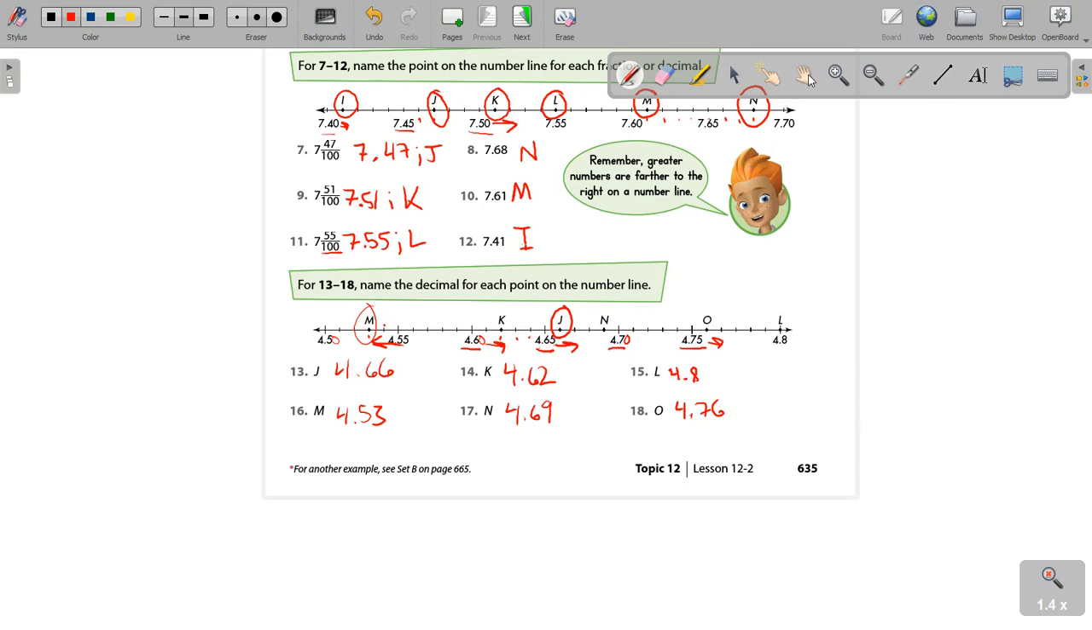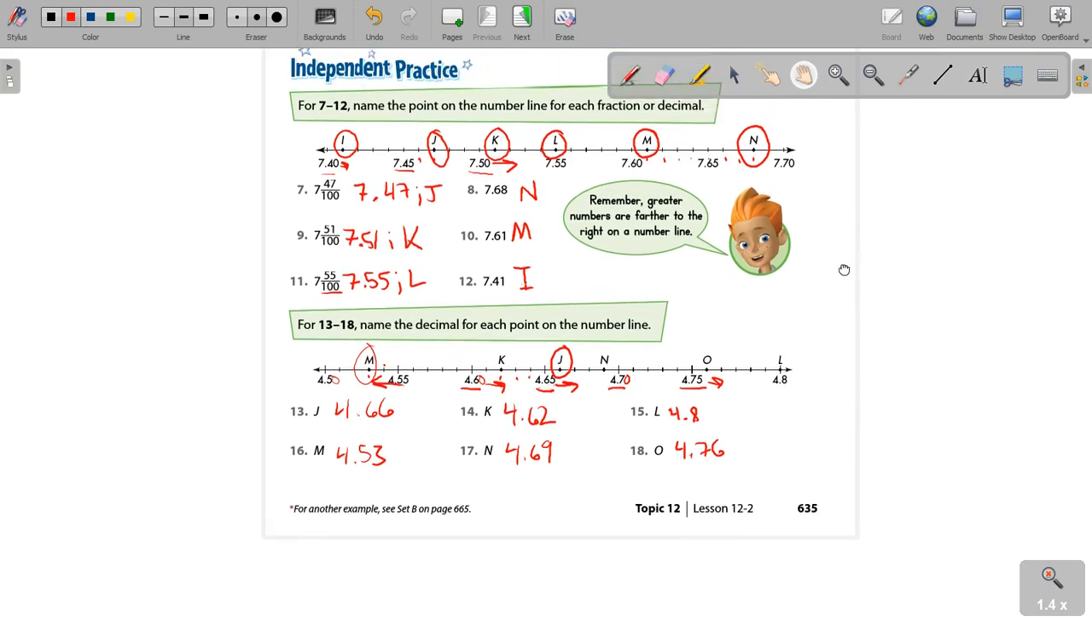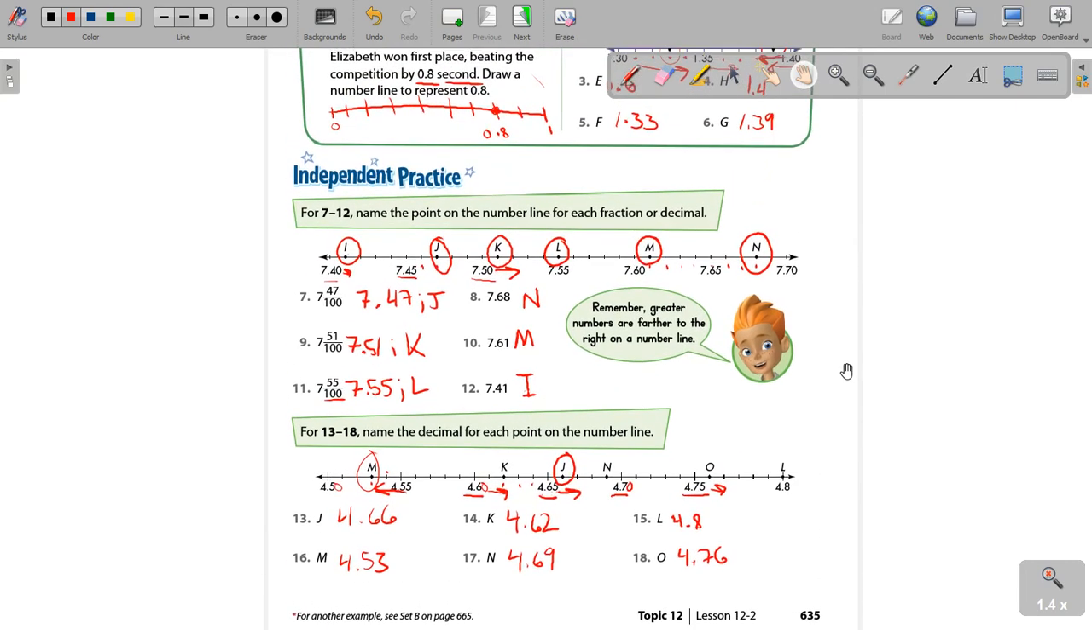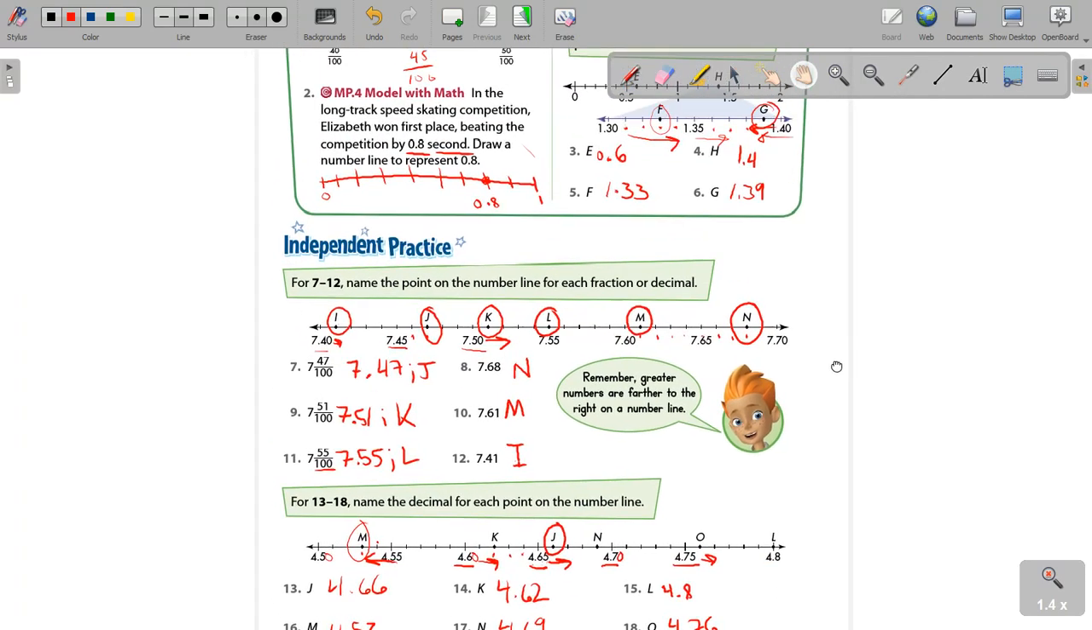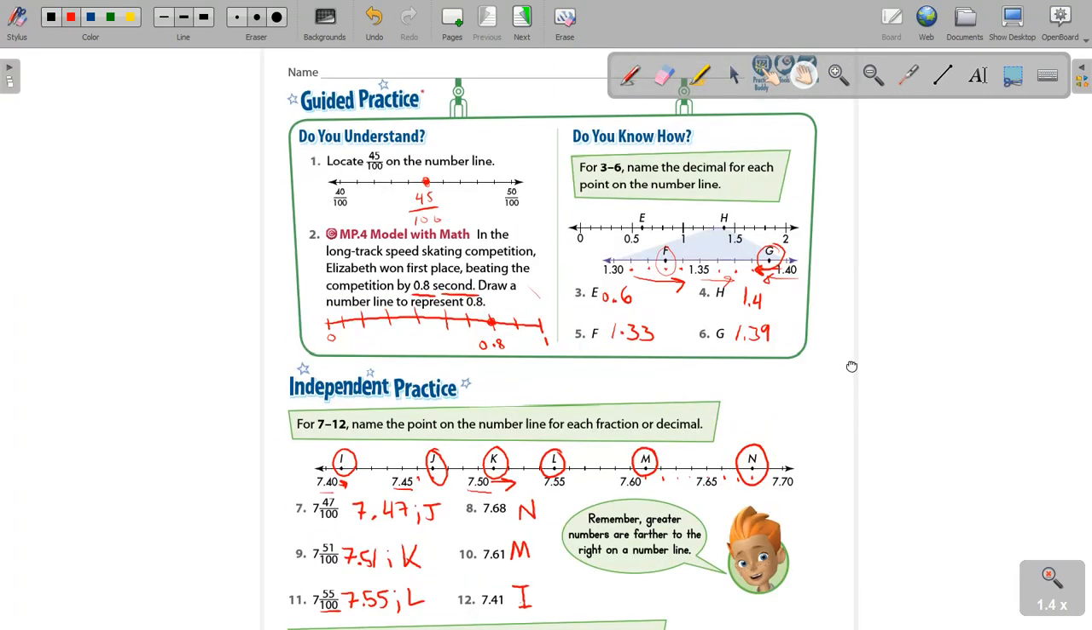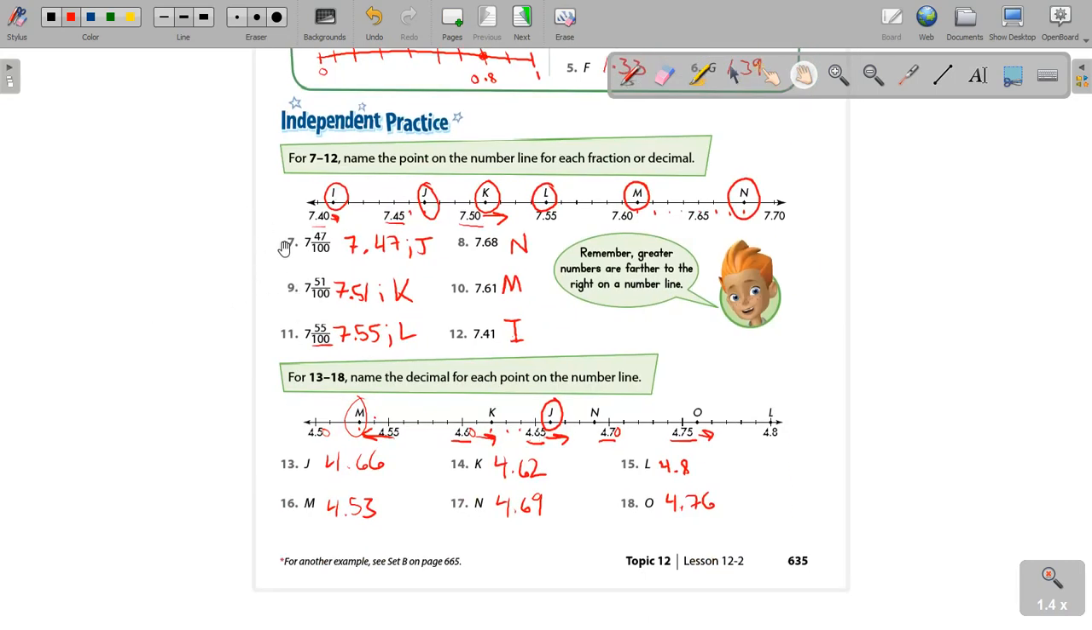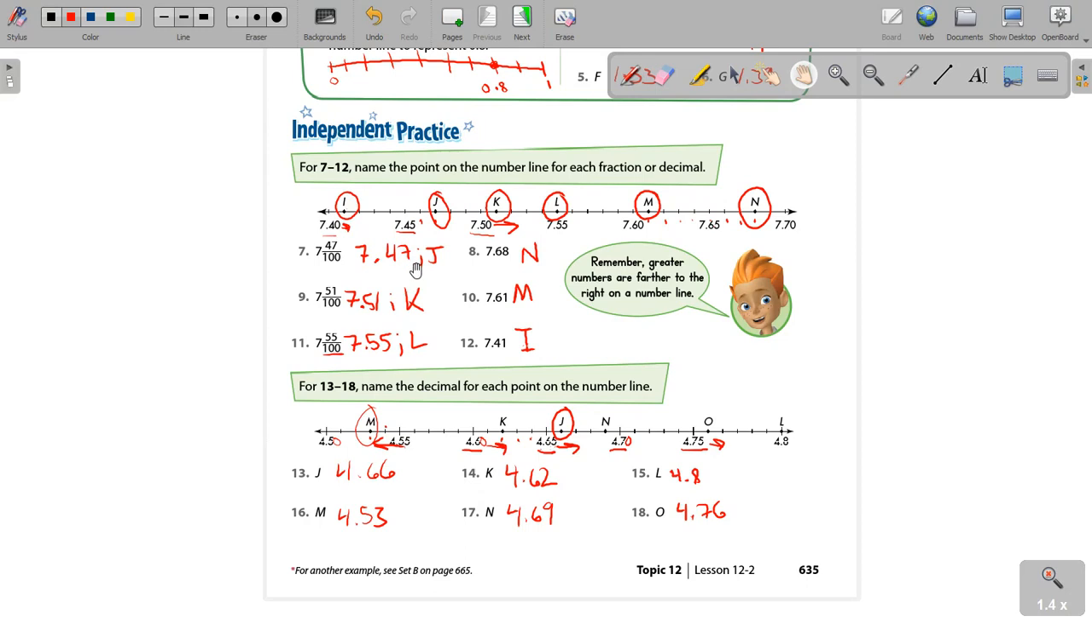Okay, so the things to remember here. There are a few things I want you to remember on this one. Remember, greater numbers are farther to the right on the number line. So if you're moving to the right, the numbers are going to get greater. If you're moving to the left, they're going to be lesser or smaller. The other thing to remember, we're working with probably the easiest of the fractions to convert into decimals here, because we've got 100 as our whole. So anytime you see something like this, 47 over 100, you know that that is going to be 0.47. And that goes for the rest of these as well. So 0.51, 0.55, that type of thing.